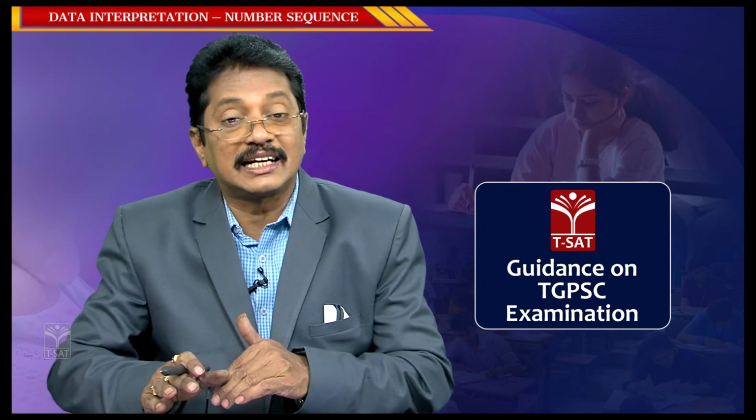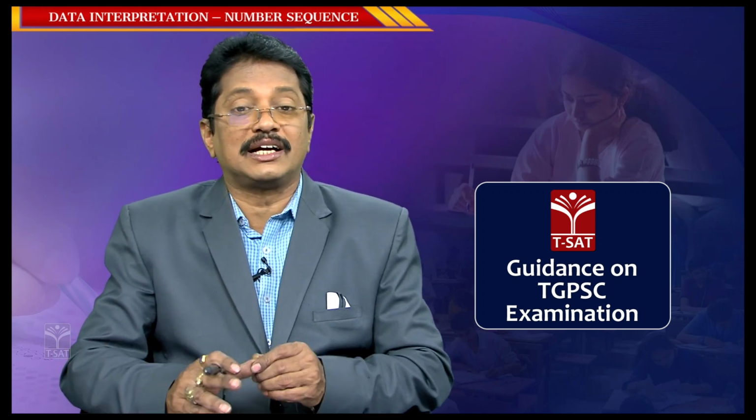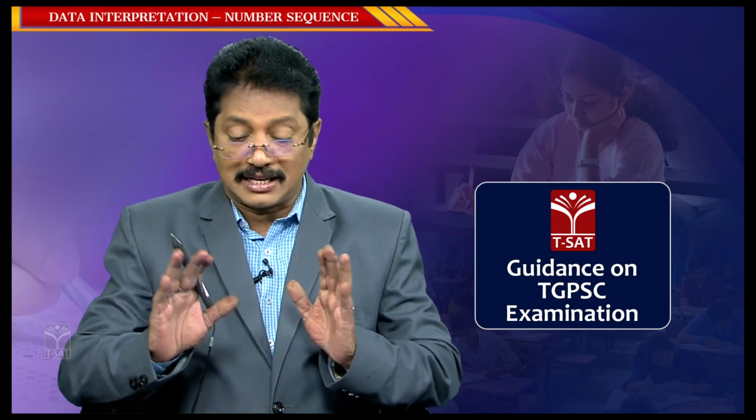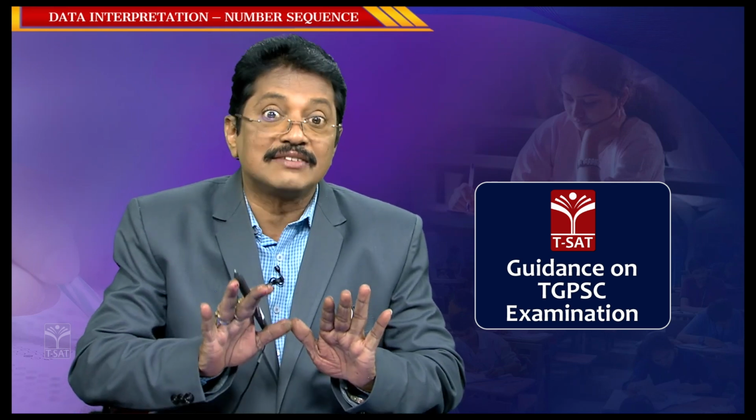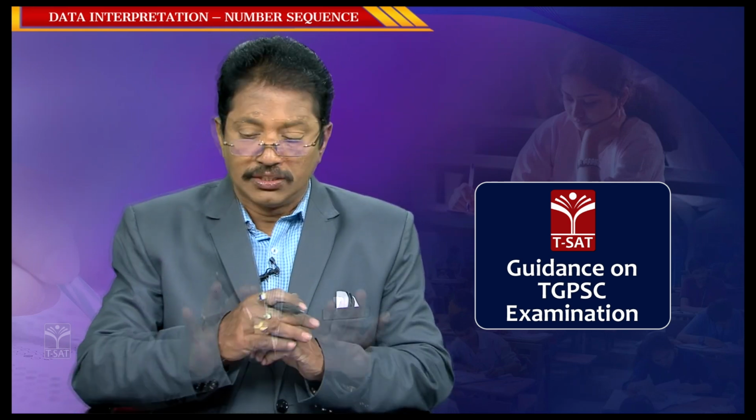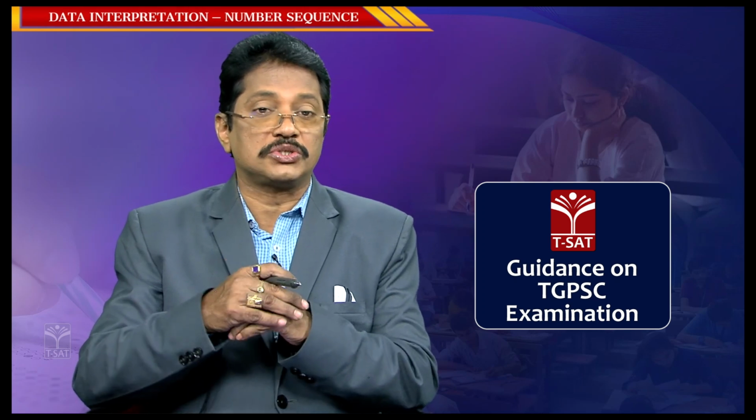When R is greater than 1, you have to write Sn is equal to A of R to the power of n minus 1 by R minus 1. Is it clear? This is a very, very important piece of information. We will see some questions here.